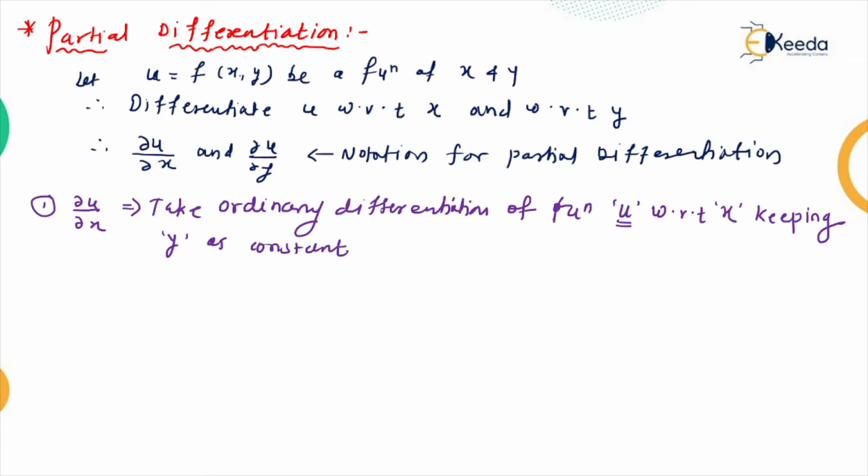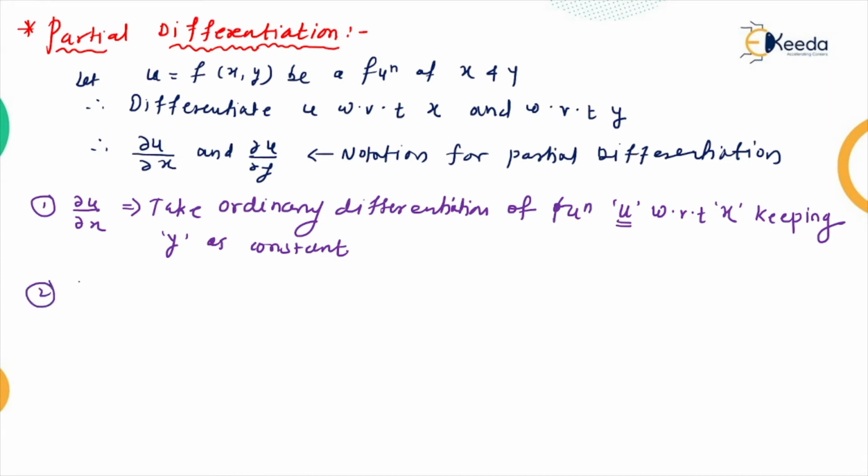u is a function of two variables, x and y. When we take the differentiation of u with respect to x, we have to take just the ordinary differentiation of u with respect to x, but keeping y as a constant. That is ∂u/∂x, also called del u upon del x.